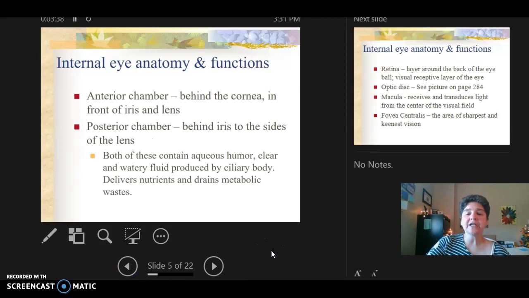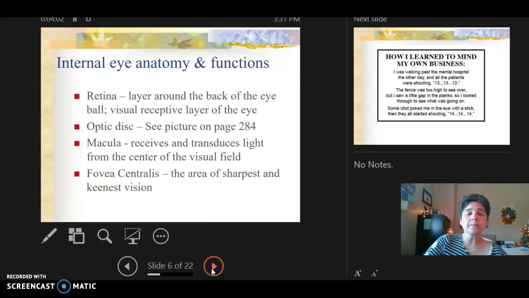Something that's kind of interesting about the aqueous humor is you can get little aqueous threads. Some of that stuff can look like little threads, and sometimes you see little floaters going in front of your eye. No one else can see them, but you can see little squiggles or things, and that's when you have an accumulation of that aqueous humor. The retina is the layer around the back of the eye. It's the visual receptive layer of the eye, so everything focuses back on that retina so that you're able to see.